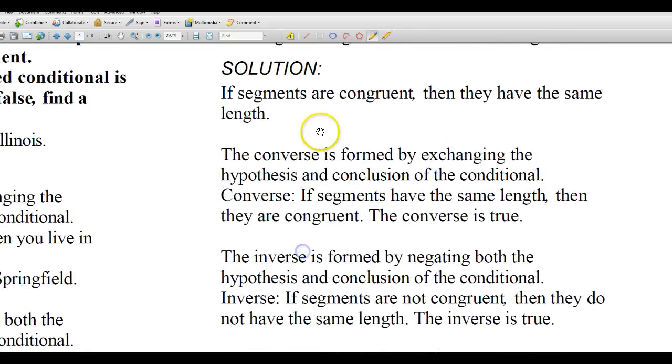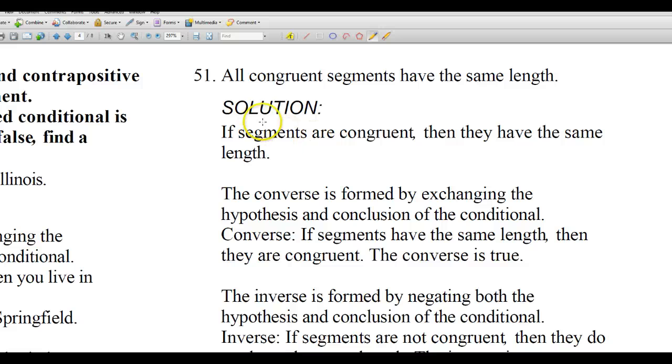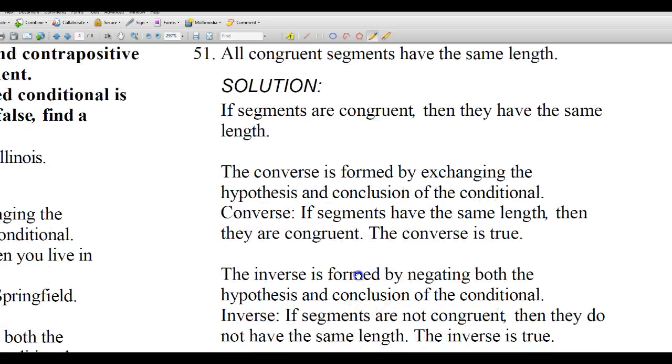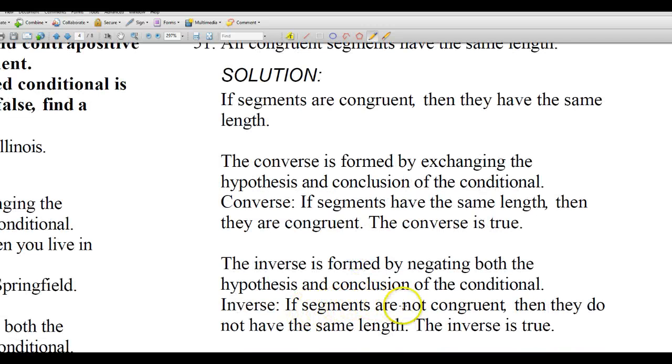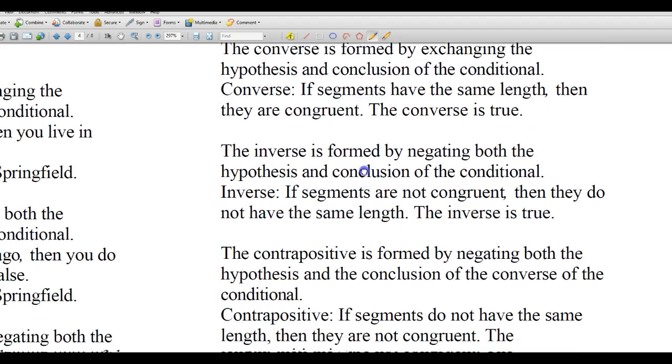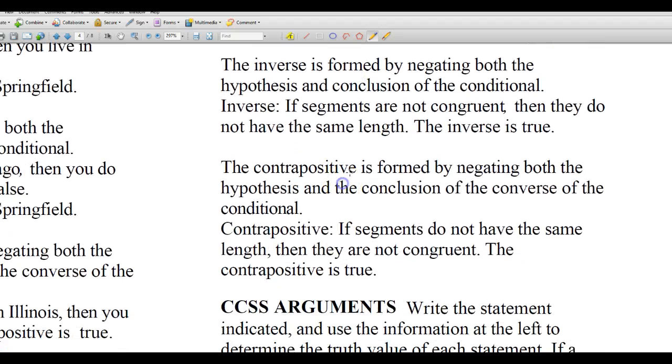For the inverse, we want to take the original statement and negate the hypothesis and the conclusion. So, if segments are not congruent, then they do not have the same length, and the inverse is also true. For the contrapositive, we want to do both. We want to switch it around and negate. So if segments do not have the same length, then they are not congruent. And the contrapositive is also true.